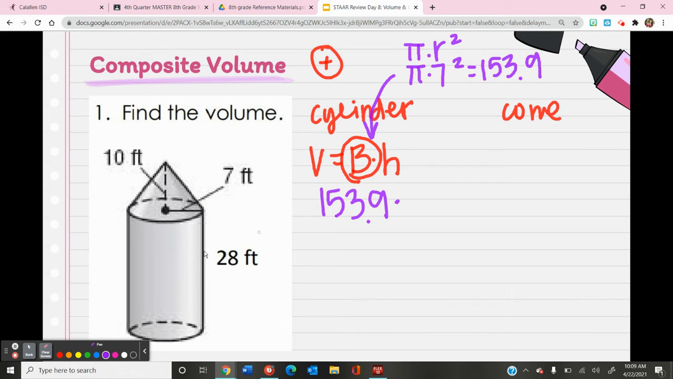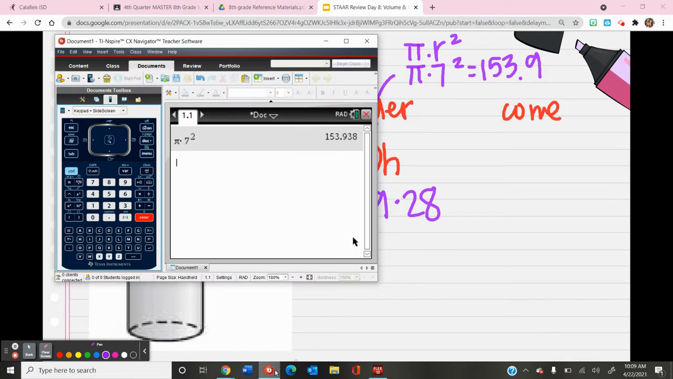Now I want to multiply that by the height of my cylinder, which is 28. Now I just have to take 153.9 times 28, and here we get 4,309.2.